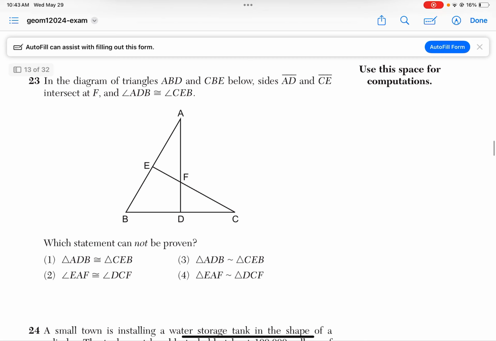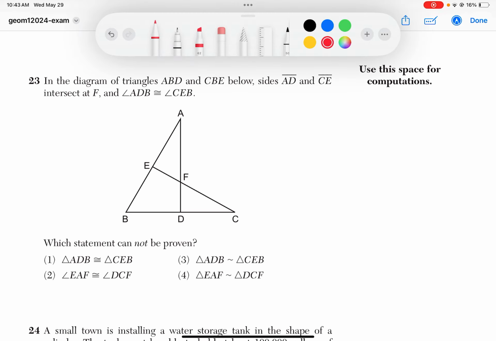23. This is a proof-heavy multiple choice this year. Which statement cannot be proven? So what does it give us? It gives us that ADB, which looks awfully right-angle-y, but I'm not going to make that assumption yet, is congruent to CEB. So I got these.